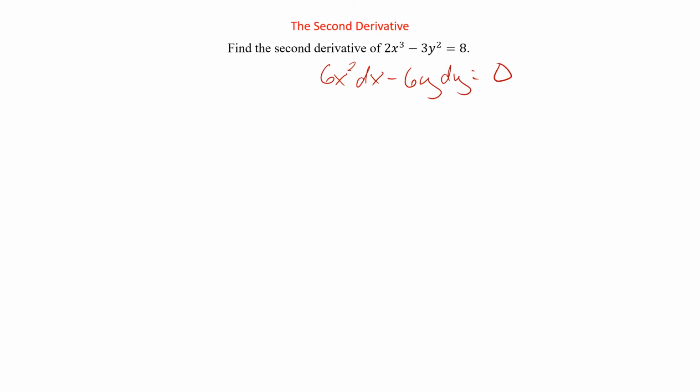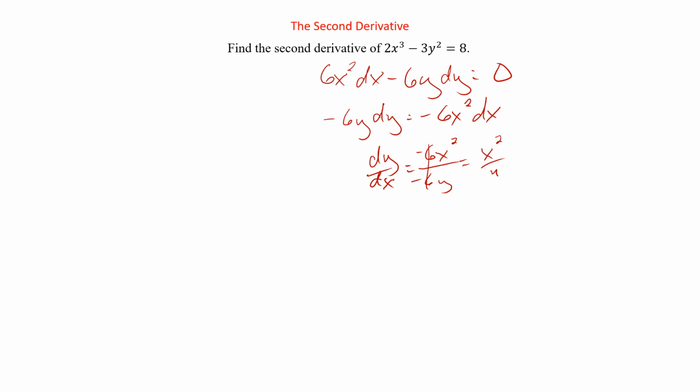We can move the dx's over. So we have negative 6y dy equals negative 6x squared dx. There's nothing to factor, so we can divide and divide. So we get dy over dx equals negative 6x squared over negative 6y. The negative 6's can cancel, so the derivative equals just x squared over y. So now we can find the second derivative.